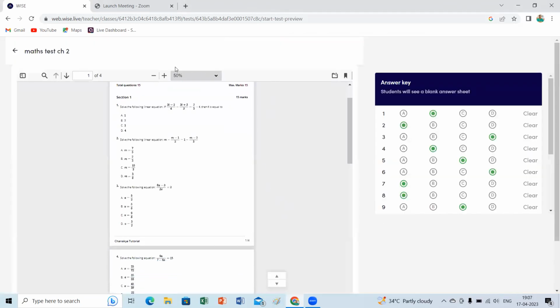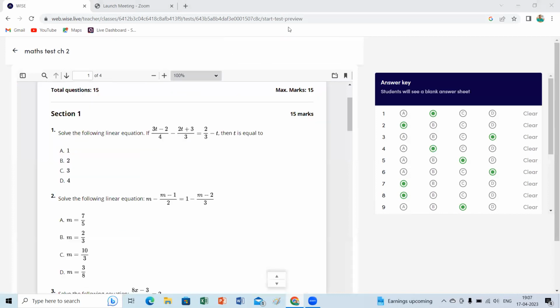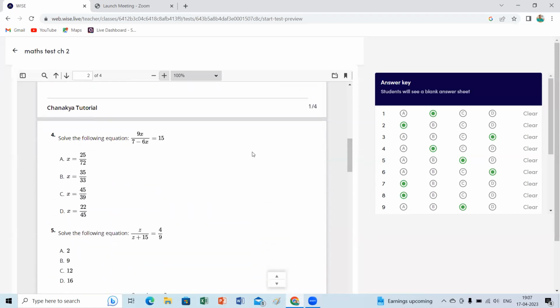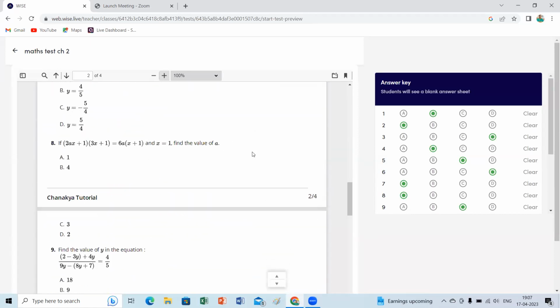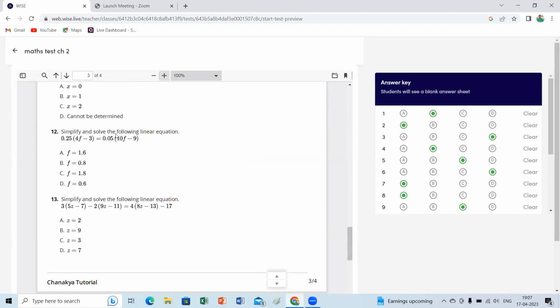Can we discuss, or can we move directly to the part, children? Do you have any difficulties in these questions? Please let me know your difficulties so that we can discuss them. Ma'am, in question number 12, the option is wrong. Oh, question number 12, the option is wrong. Yes, ma'am. Simplify the following. Okay, let me check.